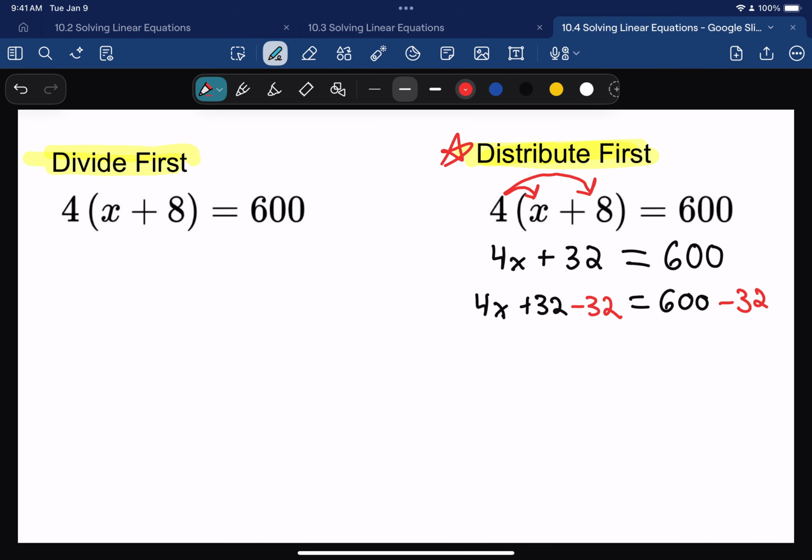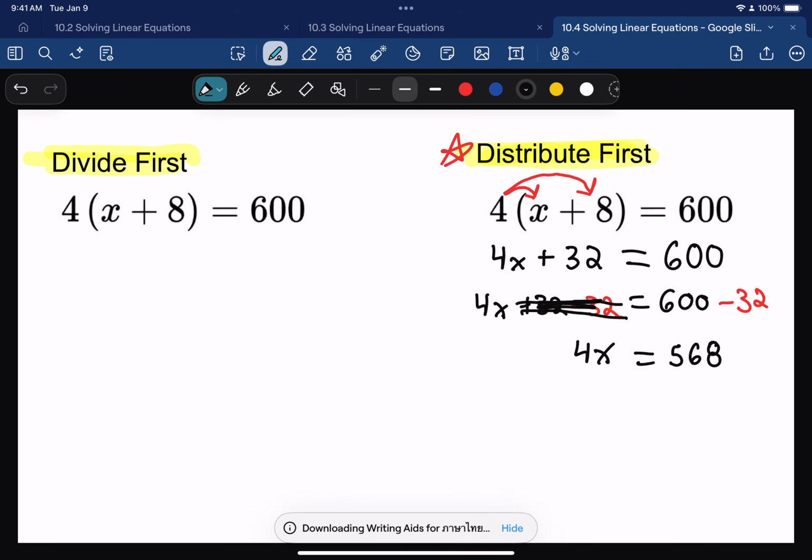This makes a 0 pair here. This equals 0 plus 32 minus 32. So these cancel each other out to equal 0. And this we're going to do 600 minus 32 to get an answer of, what would that be? 568. And over here we have left over 4x.